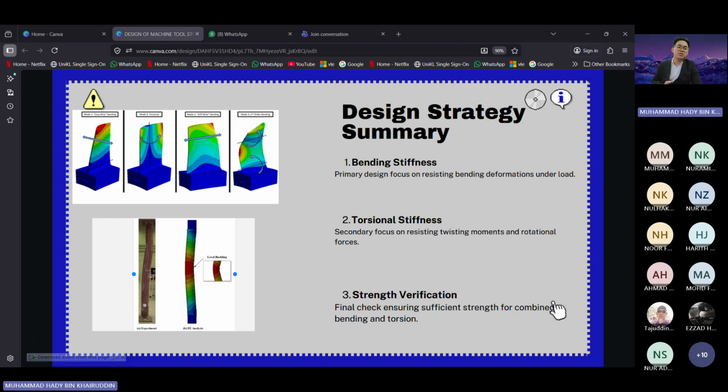This simulation image shows how designers check dimensions for sufficient strength. The color-coded map indicates where the structure might lack stiffness or where stress is highest under compound loading, allowing engineers to optimize the design for maximum rigidity.